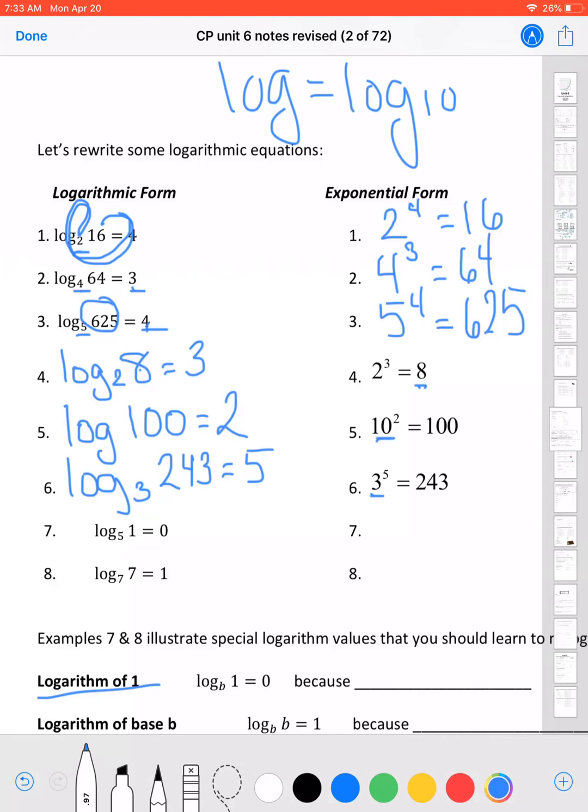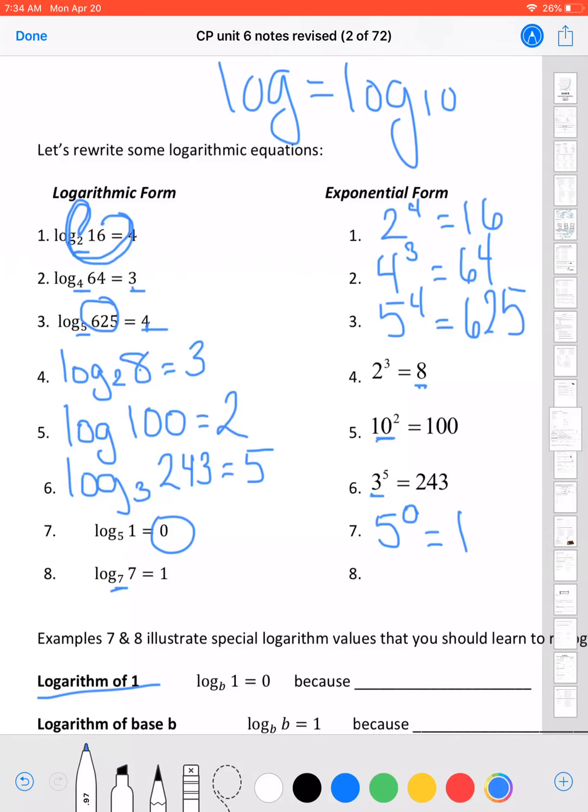Number 7, base of log, base of exponent. Here's your power, and we know, hopefully, that that's equal to 1. You should know that any value other than 0, anything to the 0 power is equal to 1.